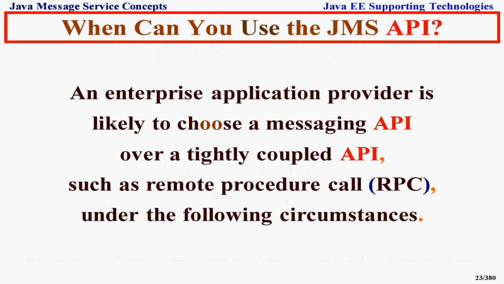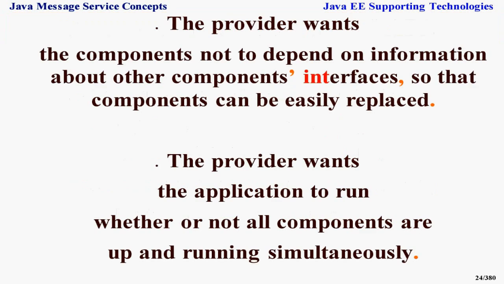When can you use the JMS API? An enterprise application provider is likely to choose a messaging API over a tightly coupled API, such as Remote Procedure Call (RPC), under the following circumstances. The provider wants the components not to depend on information about other components' interfaces, so that components can be easily replaced. The provider wants the application to run whether or not all components are up and running simultaneously.